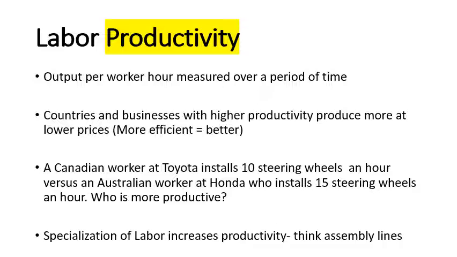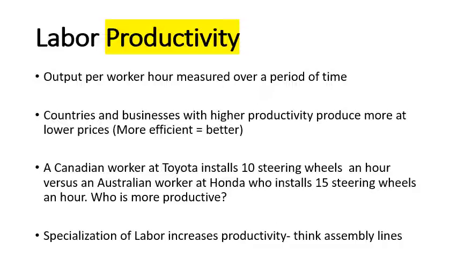Okay, countries and businesses with higher productivity, they produce more at lower prices. Why? Because they're more efficient. They're producing more items or more products per worker hour. That is efficiency. Okay, efficiency leads to lower prices.